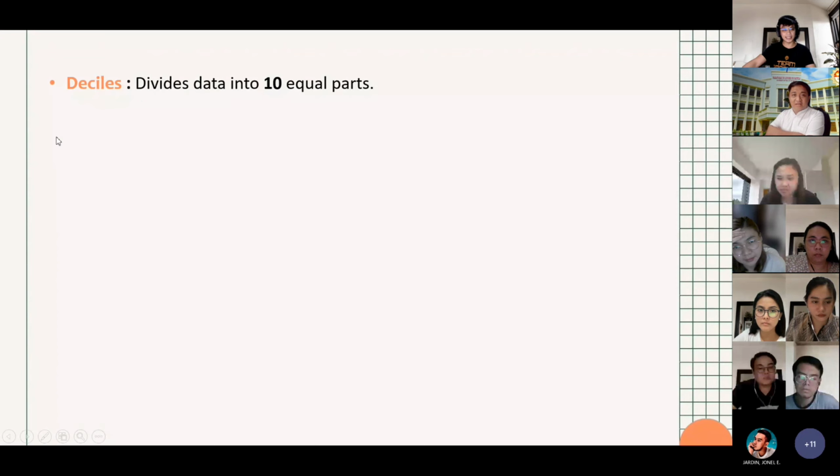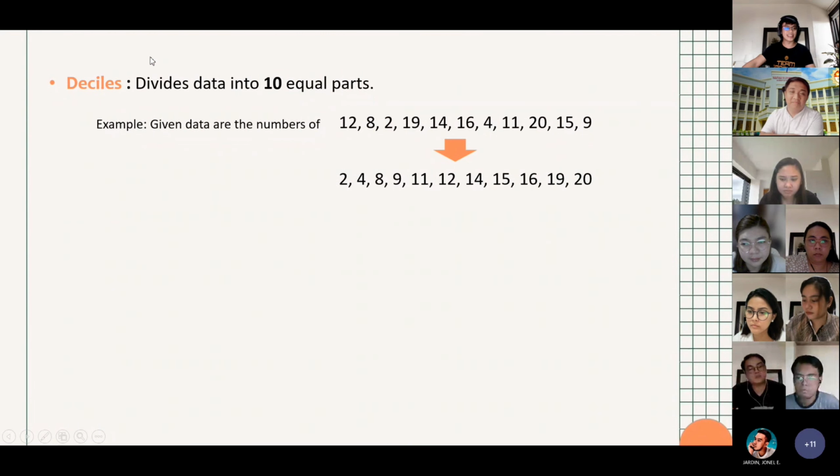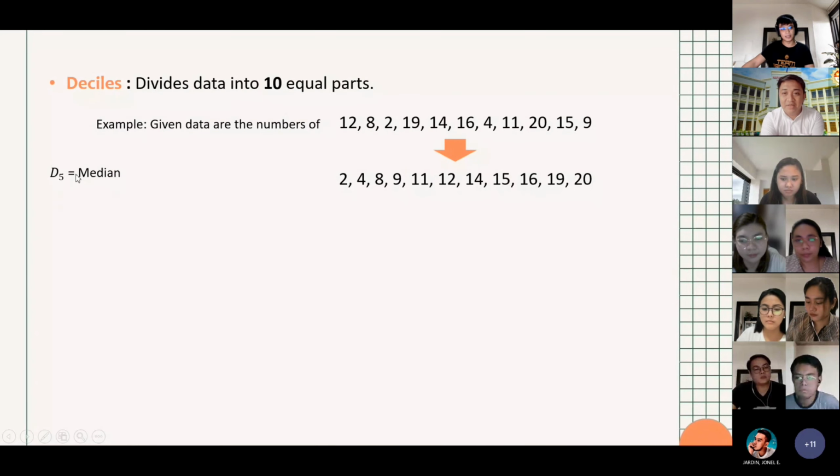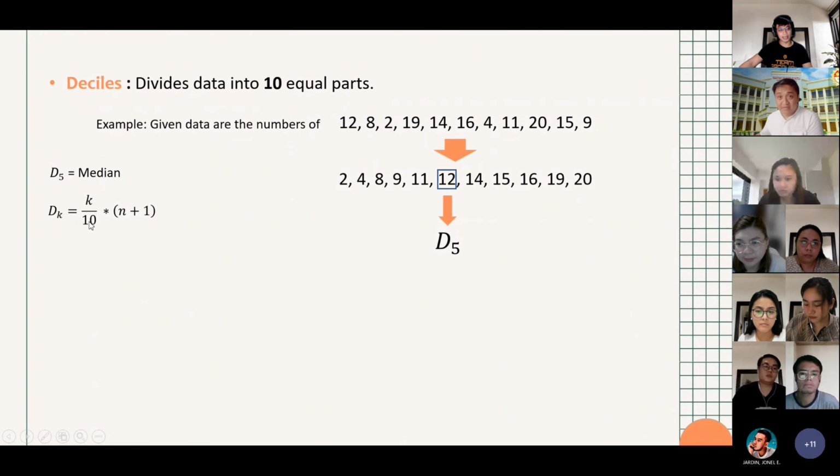So now let's proceed to the deciles naman. We're going to use the same example. So now sa deciles, ang ating median is the fifth decile. Okay, so automatically, 12 is our median or our D5. So ganun din. So ang pinagkaiba lang nila sa formula ay ang ating denominator. Instead of 4, gagawin natin itong 10 because we're going to divide it into 10 equal parts.